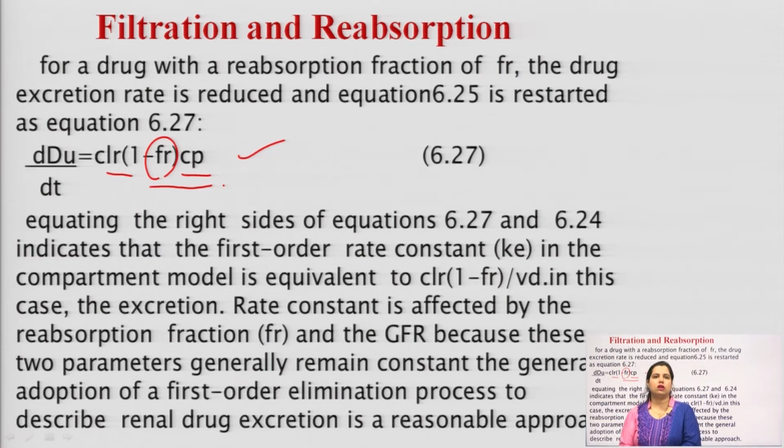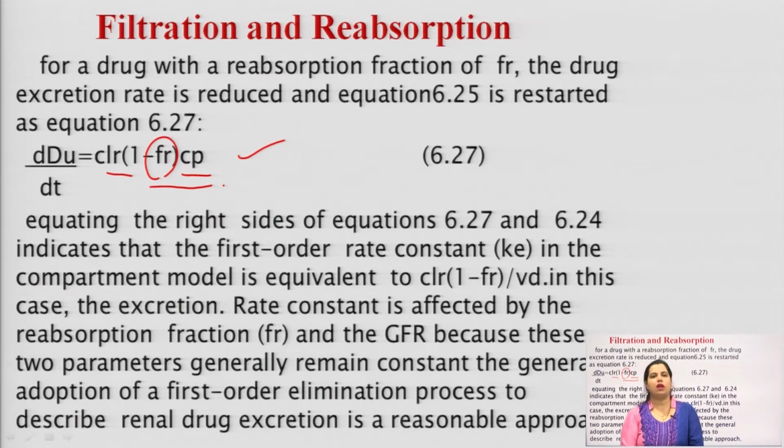So, the rate constant is affected by the reabsorption fraction and the GFR, because these two parameters generally remain constant. The general adoption of a first order elimination process to describe renal drug excretion is a reasonable approach.